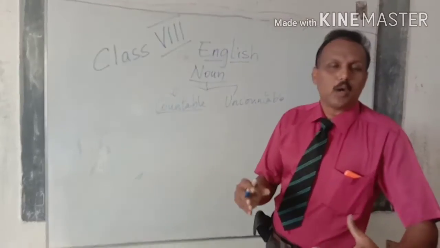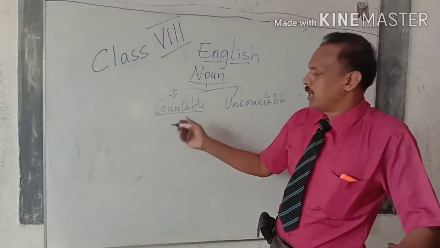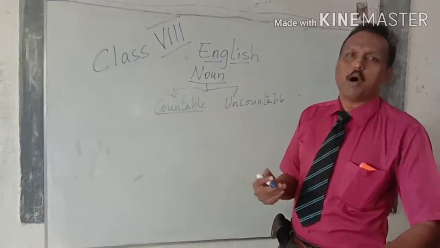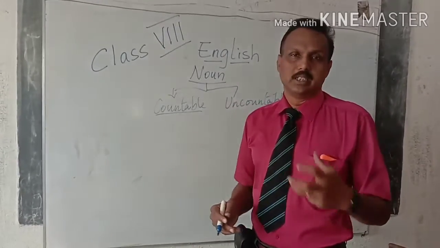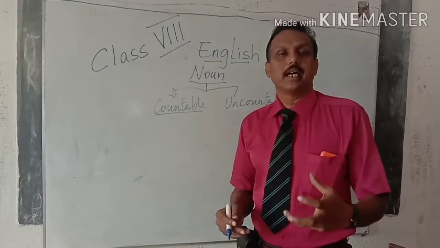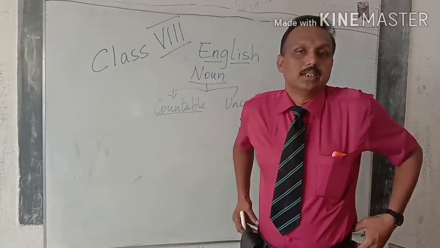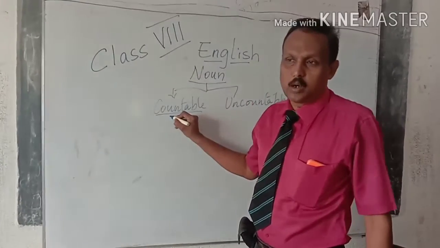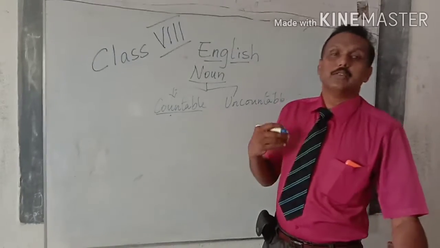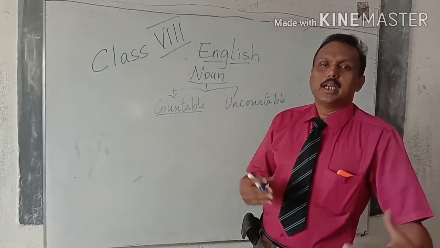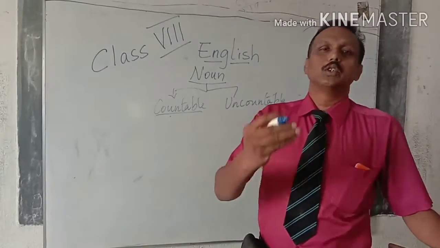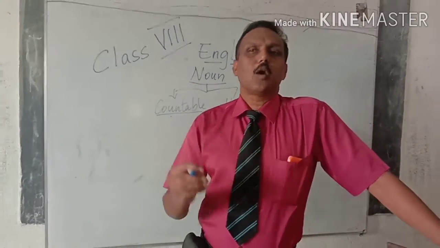Countable means nouns that you can count. For example, the teacher asks you how many boys are there in the class. You can count and say there are 12 boys in the class. How many girls are there in the class? There are 12 girls in the class. So they are countable. Whereas when your mother gives you rice, does she count the rice and give? Does she say, you are my eldest son, so I will give you 17 rice? She does not count the rice and put.